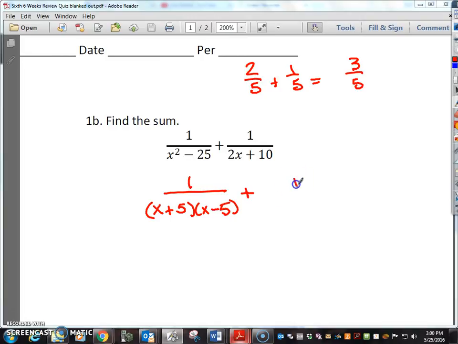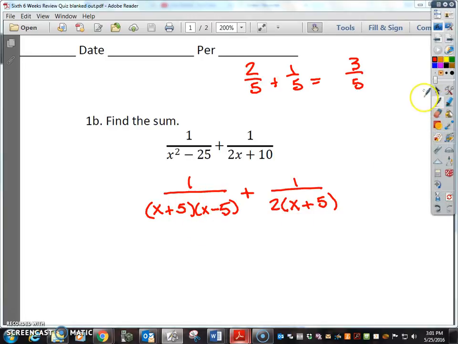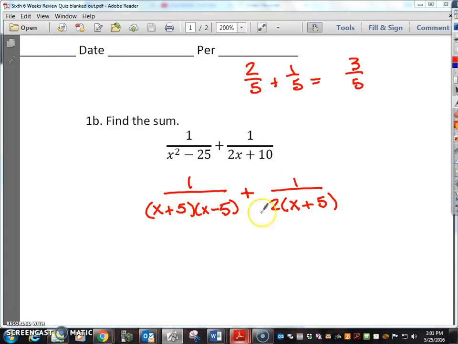Plus 1 over, I can factor out this 2. What's left over after I factor out that 2? X plus 5, right? Because 2x and then 2 times 5 is 10. So now I want these two to be equal. So what is missing? So let's look. This one has an x plus 5. This one has an x plus 5. This one has an x minus 5. This one doesn't have an x minus 5.